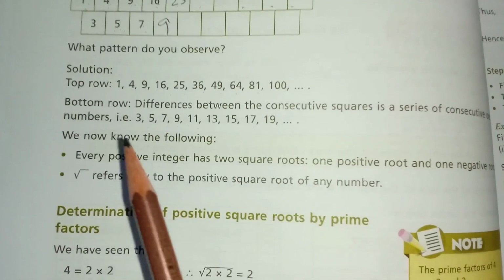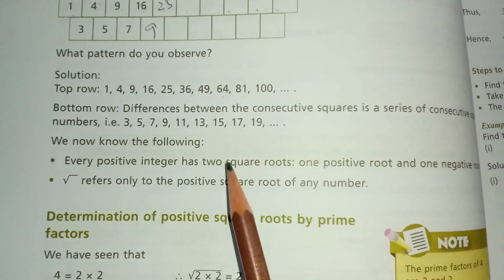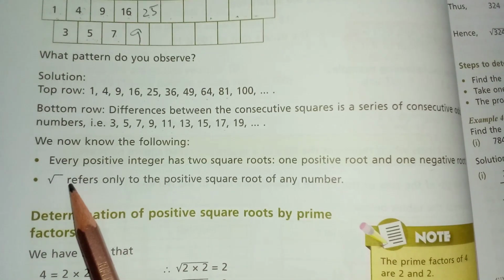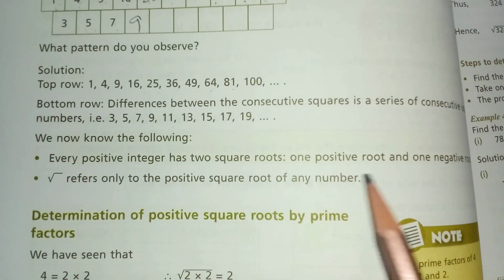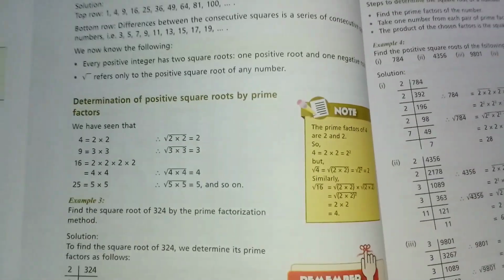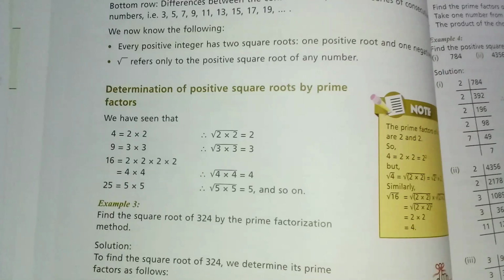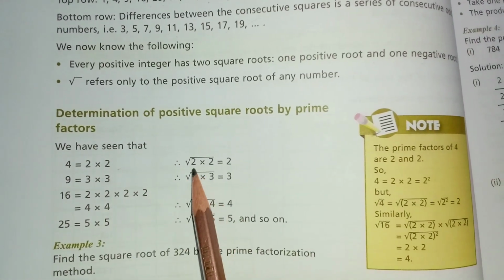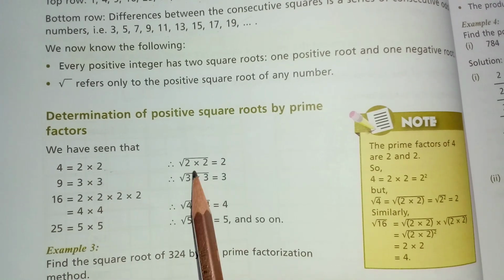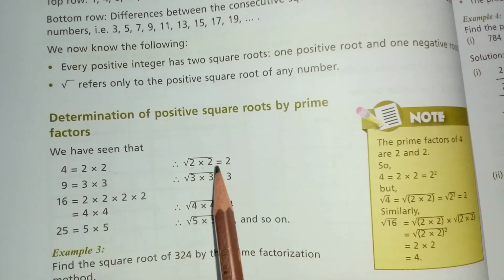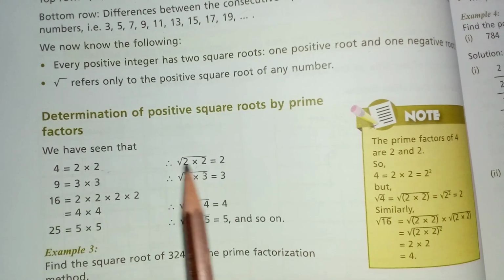Now we know the following. Every positive integer has 2 square roots, 1 positive root and 1 negative root. Square root refers only to the positive square root of any number. Now we have to do determination of positive square roots by prime factors. We have seen that 4 is the square of 2, 2 multiplied by 2 is equal to 4. So it can be written as, to find the square root of 4, 2 multiplied by 2, that is equal to 2. 9 is the square of 3.